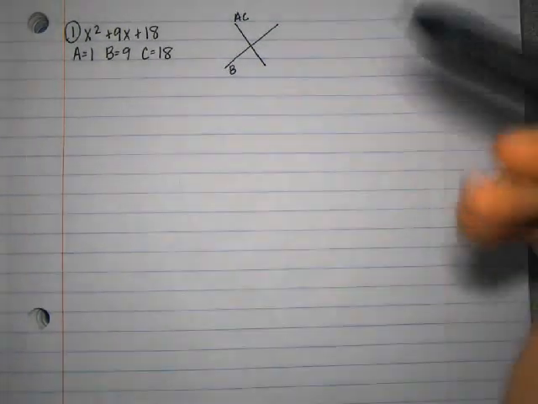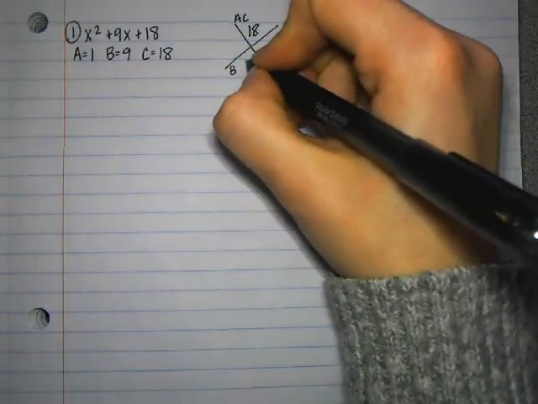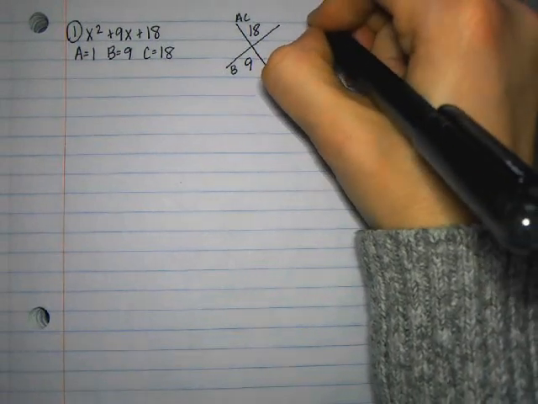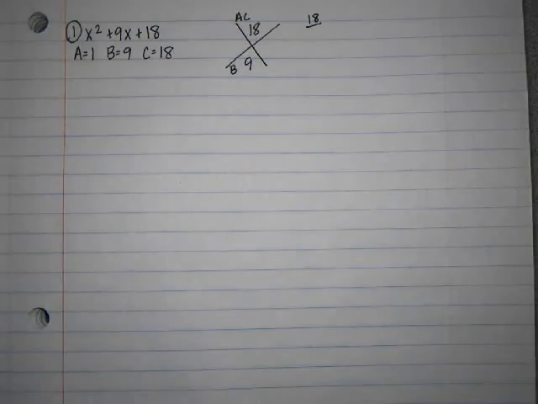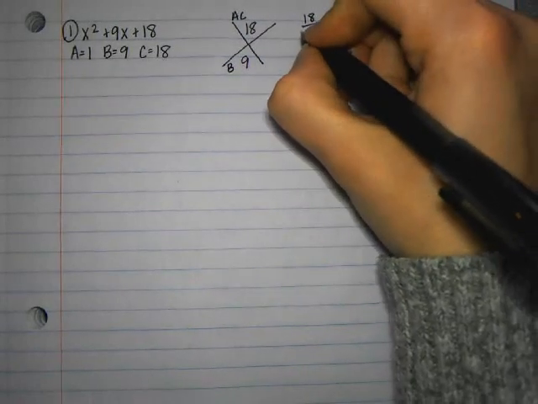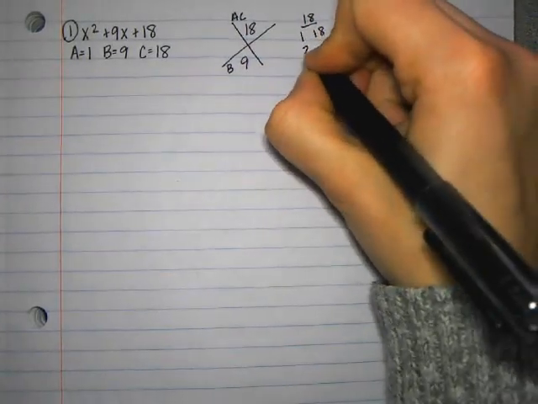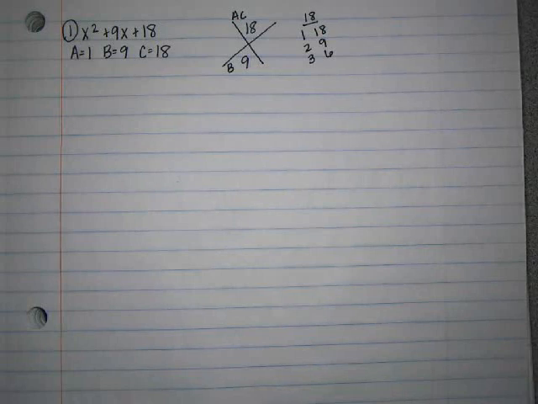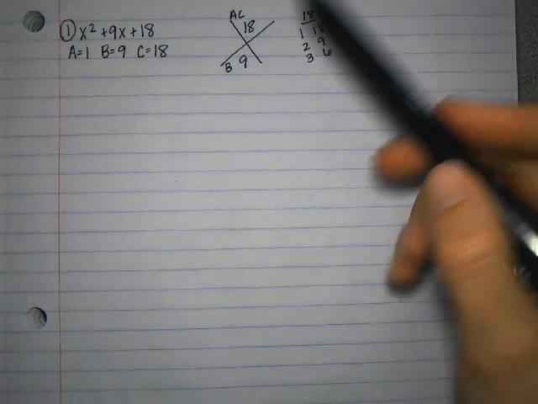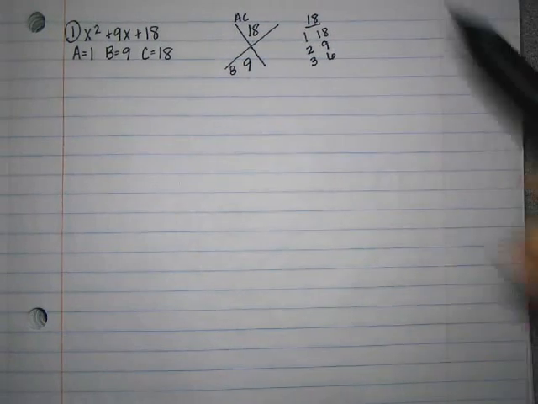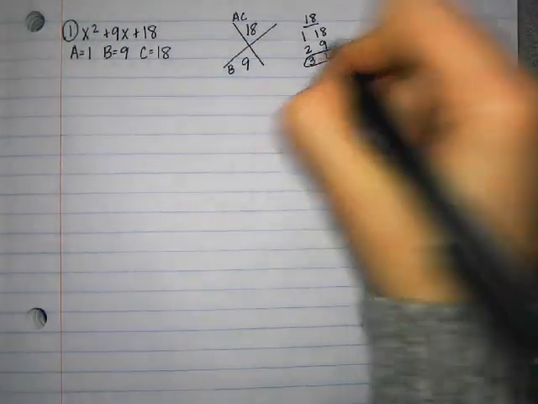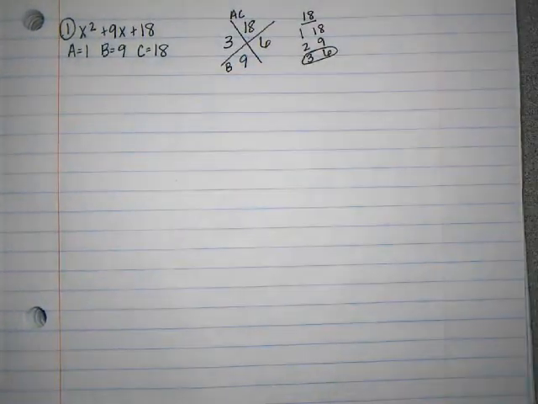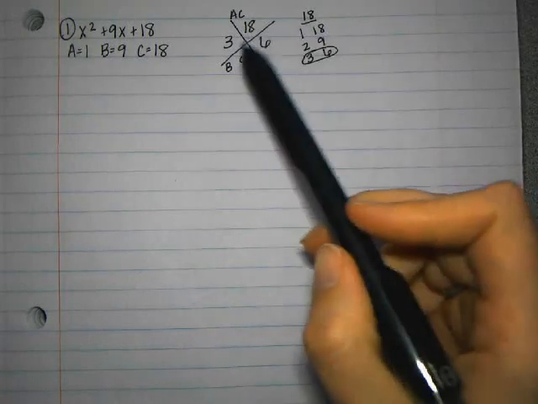All right, so you should have done 1 times 18, which is 18, B below, which is 9. After we have our top and bottom filled, we write our multiples of the top number. So multiples of 18 are 1 and 18, 2 and 9, 3 and 6. That's a complete list. It is positive 18, so we're looking to add to 9. The two that add to 9 are 3 and 6. Again, it doesn't matter the order you place them. So 3 and 6.